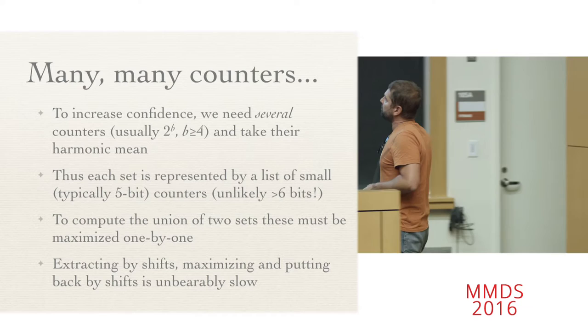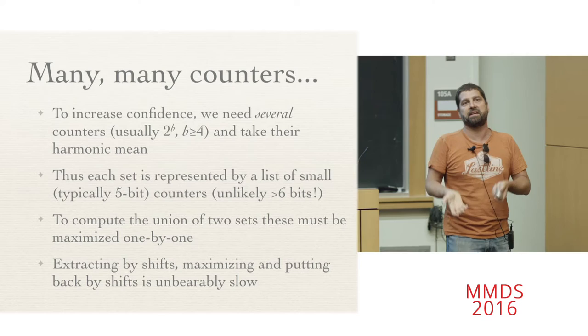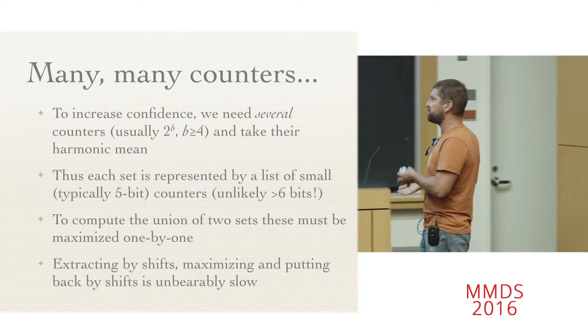If you try to do that manually by pulling out the numbers and maximizing them, you get something that is 10 times slower. So 10 times is a huge difference. It can make the difference between doable and not doable.